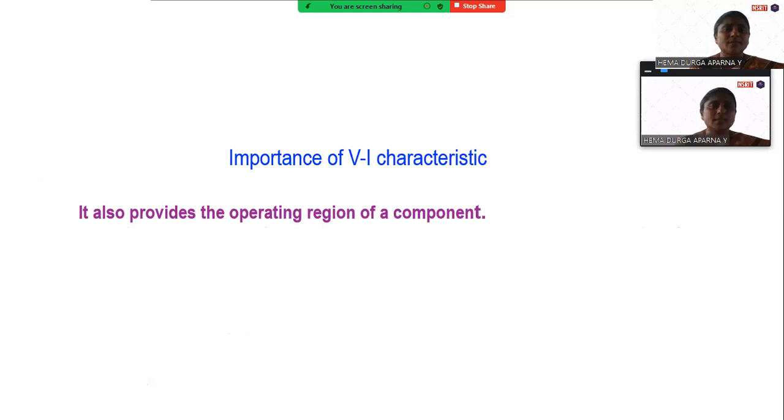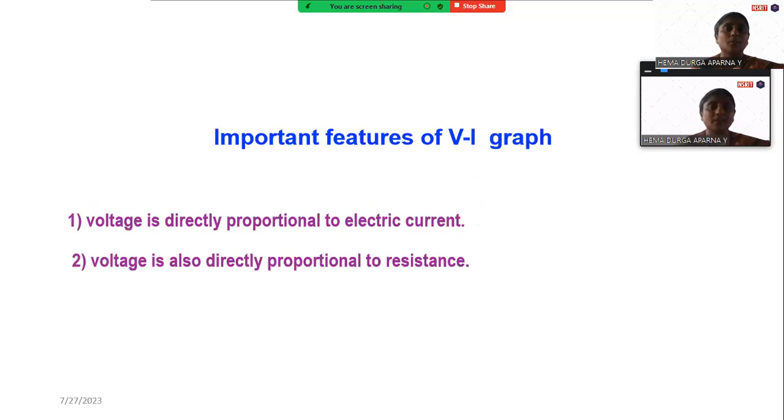What is the importance of VI characteristics? As we saw in the previous slides, by observing the VI characteristic, the graphical representation of variations of voltage and current, we can come to know about the operating point or threshold point of that particular component.